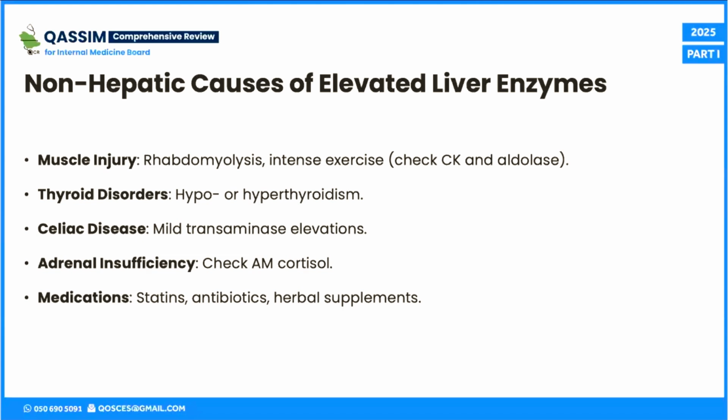If you go back to the guidelines for celiac disease, one of the indications for celiac disease serology is unexplained elevations in ALT/AST. Whenever you are faced with elevations in ALT/AST which are not explained by initial investigations, including viral hepatitis and imaging, you think about celiac disease, okay? Adrenal insufficiency, you check AM cortisol, and medications including statins, antibiotics, and herbal supplements.